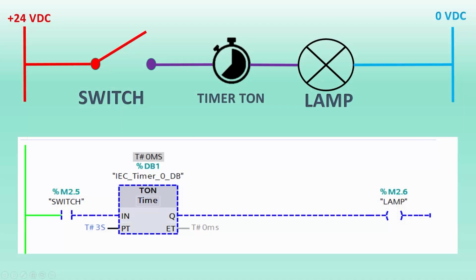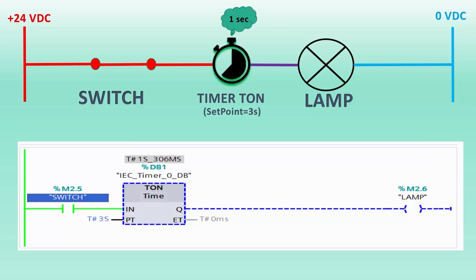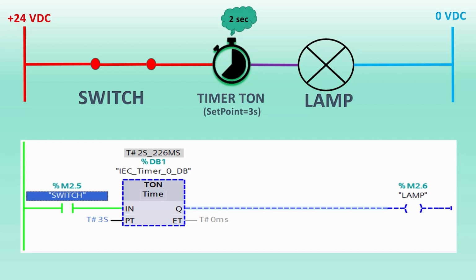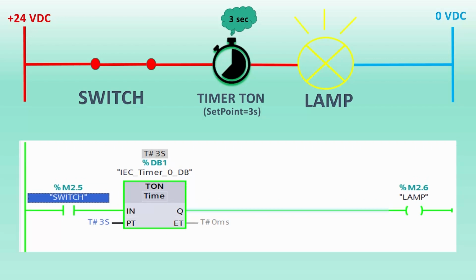To understand it more, look at this picture. When the switch is off, the timer is not active and as a result, the lamp is turned off. Once the switch is pressed, the TON timer becomes active and starts counting 3 seconds, the preset time. The timer output is off, the lamp is still off. When the preset time has elapsed, meaning after 3 seconds, the TON timer output will be active, and as a result, the lamp will turn on. We can understand now what an on delay timer means.